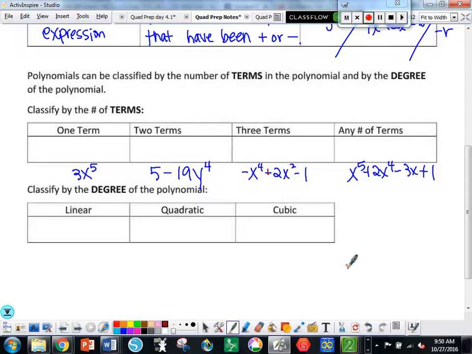Now, a one-term polynomial is called a monomial, because in our language, mono means one. So one term is called a monomial. Two terms is called a binomial.